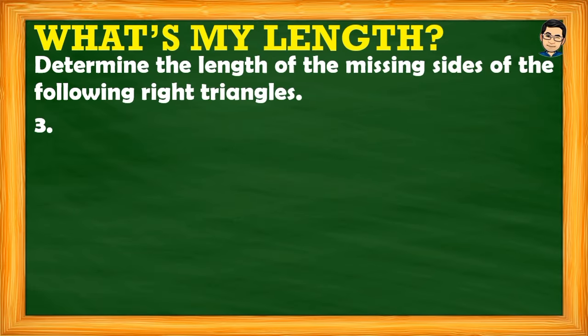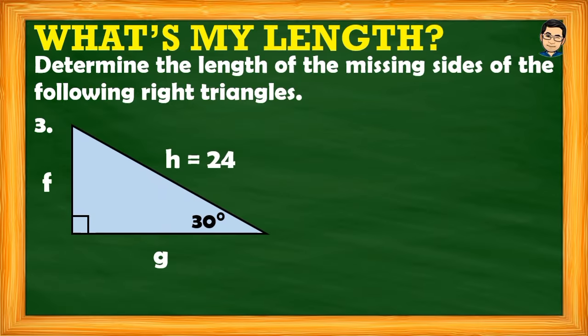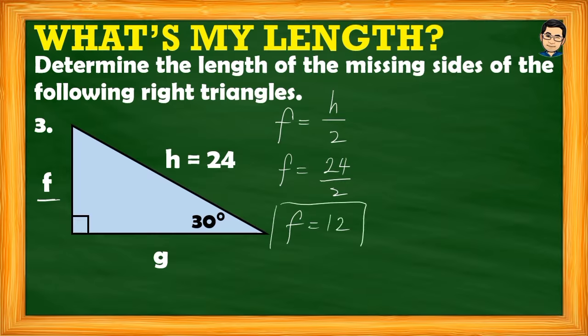Next, for number 3 naman. So, as you can see, sa number 3, ang given lang natin is yung sukat ng hypotenuse. Okay, so paano natin makukuha yung sukat ng dalawang legs? So, di ba? Yung sukat ng hypotenuse ay dodoblehin ng sukat ng shorter leg. So, yung shorter leg natin dito is F. So, ibig sabihin, para makuha yung F, yung H, i-divide natin sa 2, yung hypotenuse. So, F is equal to 24 over 2, and that is 12. So, the measure of the shorter leg is 12.